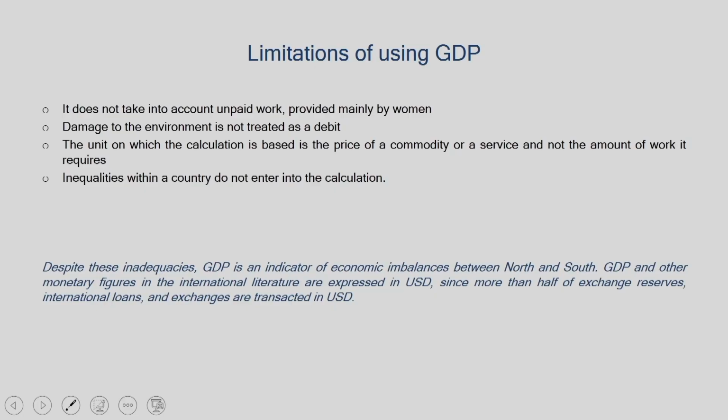Now, despite these inadequacies, GDP is an important indicator of economic imbalances between the global north and the global south. GDP and other monetary figures in the international literature are usually expressed in USD or the US dollar, since more than half of exchange reserves, international loans and exchanges are still transacted in US dollars.